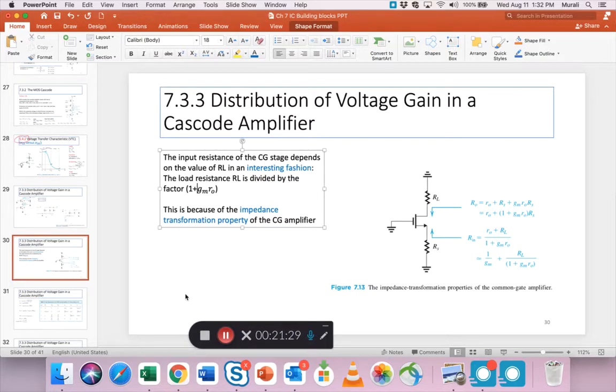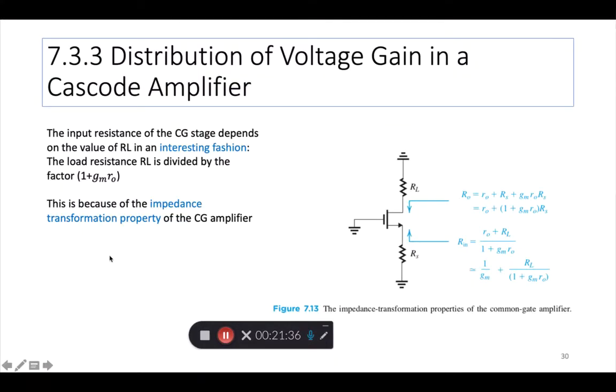Plus, yep, that's what he's trying to say. Okay. So this is true not only of the cascoded CG stage, but any CG stage with a resistance Rs can be written in this form.